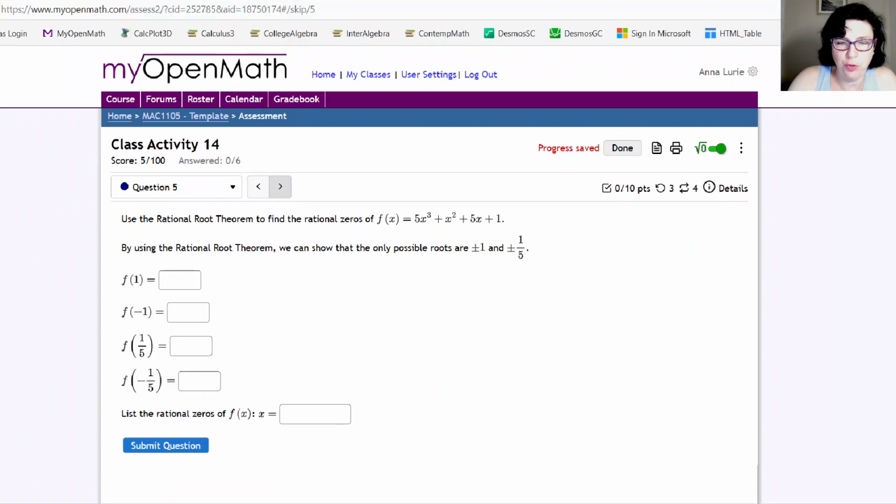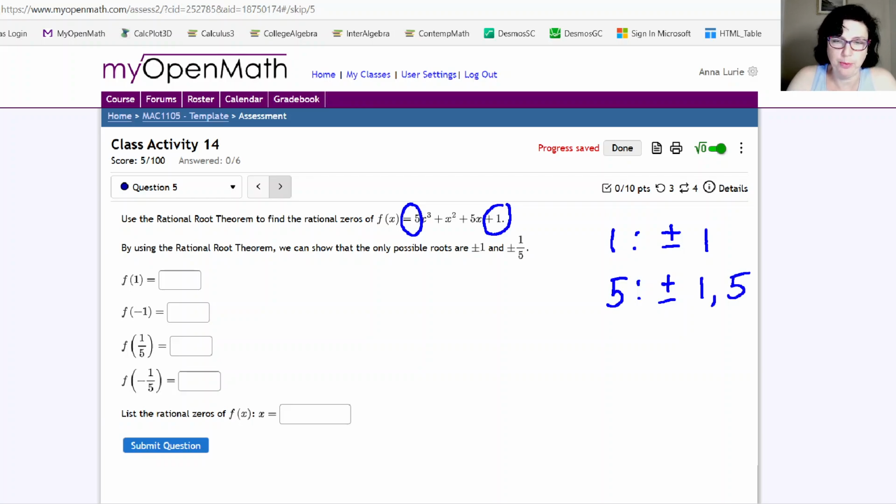First, you have to start with all possible factors of the last number. That would be 1. All possible factors of 1 is just plus minus 1, 1 and negative 1. Then you have to list all possible factors of the first number, which is the leading coefficient, which is 5. Well, they are just 1 and 5, because 5 is a prime number.